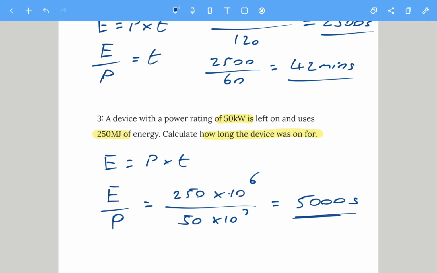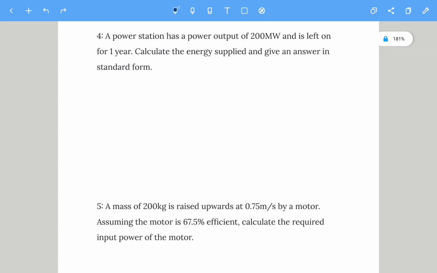Okay, I've got 2 extension questions now, so I'm going to pop them on for you to have a go at. So if you want to pause and have a go at these 2, and then I'll take you through the answers. Alright, let's have a look.